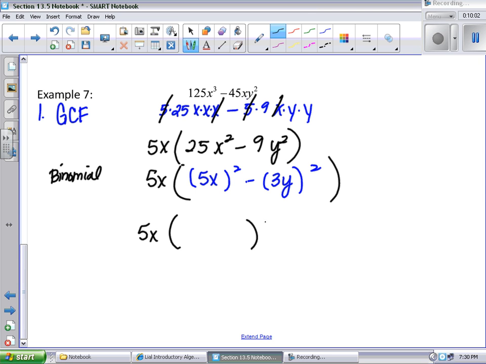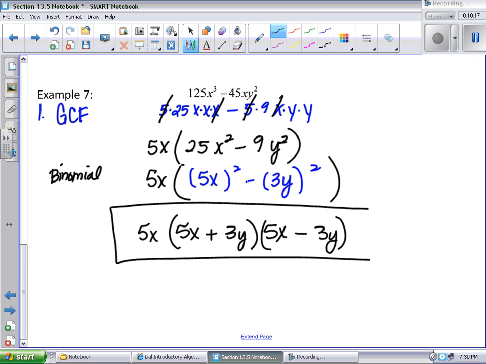And now I'm factoring my difference of two squares as a conjugate pair. So a plus and a minus. First thing being squared is 5x. Last thing being squared is 3y. And my polynomial is completely factored.